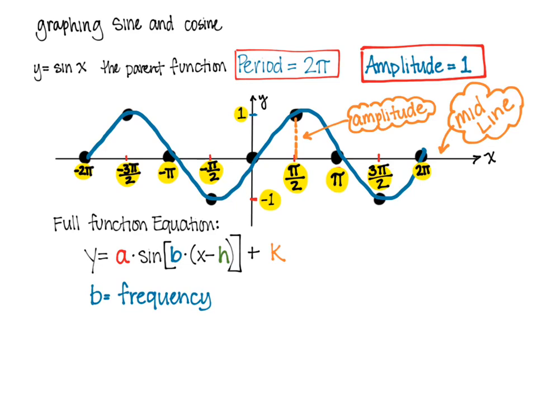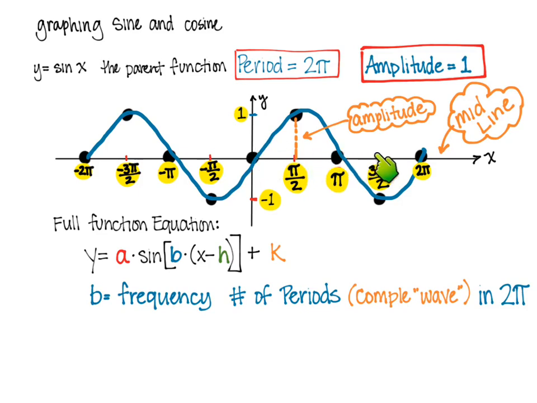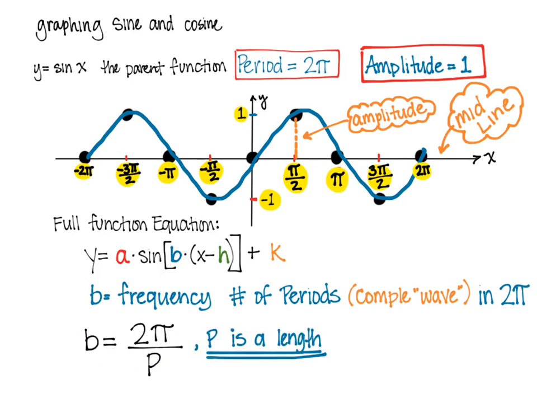But frequency is referring to the number of periods, meaning a complete wave, in 2 pi. Remember, a period is a length. The length from the origin to the end of this period, that length is 2 pi. So the frequency is the number of those lengths in 2 pi. Meaning it gives us this equation that the number of periods in 2 pi would be 2 pi divided by p, because p is a length.